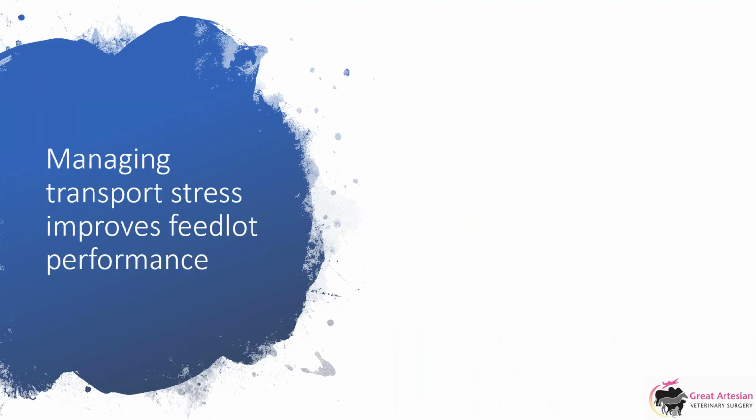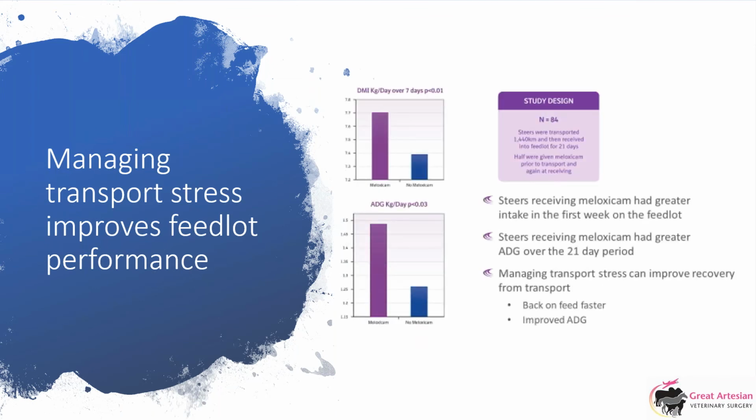Road transport is one of the most stressful events encountered by feeder cattle during their productive lives. It causes inflammation and acute phase responses. There's quite a nice study conducted in Oregon, where they transported some steers 1,440 kilometres to a feedlot. They were given a treatment of meloxicam before loading and then after arrival.